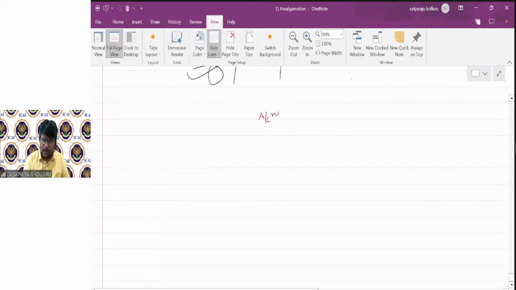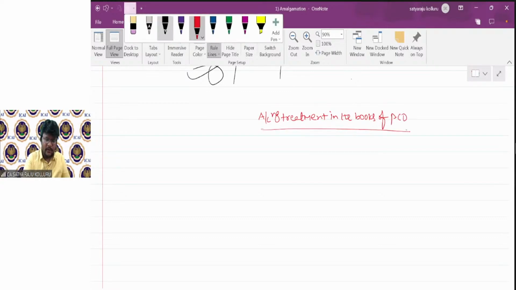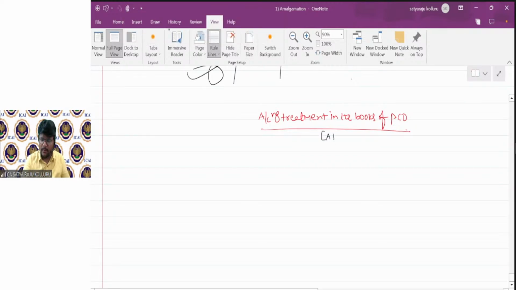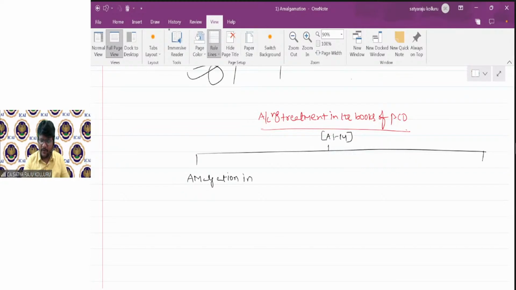Accounting treatment in the books of the purchasing company. Now tell me one thing, is AS 14 applicable or not? Applicable. That too, accounting treatment in the books of the purchasing company depends upon the type of amalgamation, right? There are two different types of amalgamations we've seen. One is amalgamation in the nature of purchase, and the other is amalgamation in the nature of merger, right?